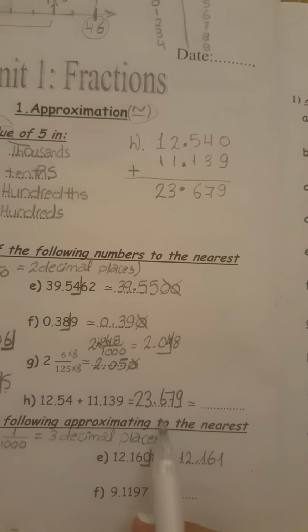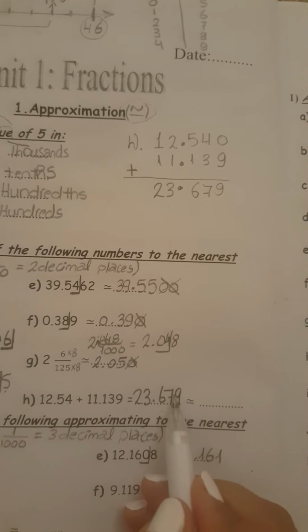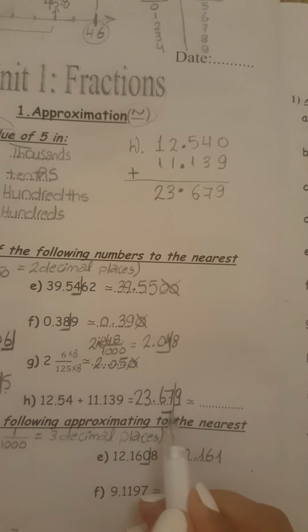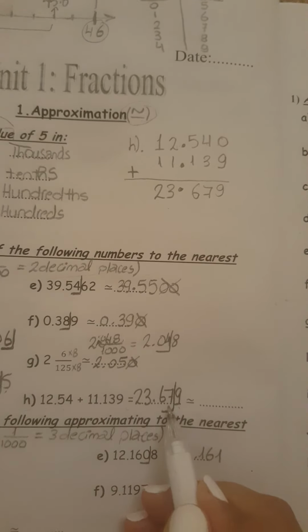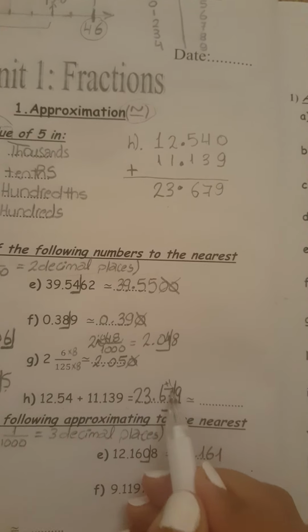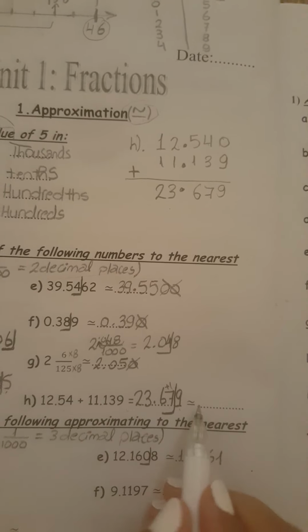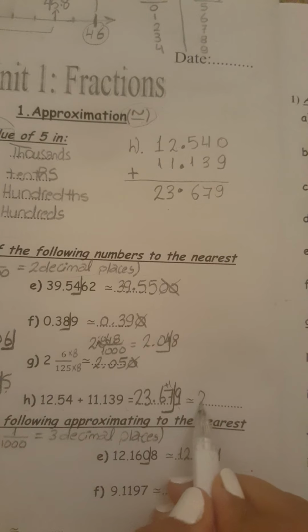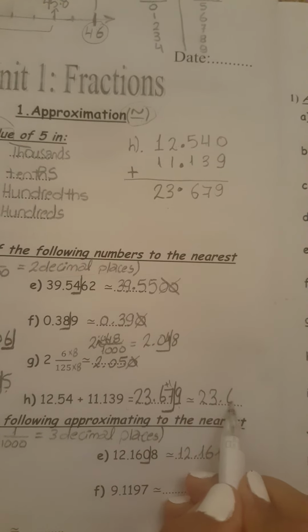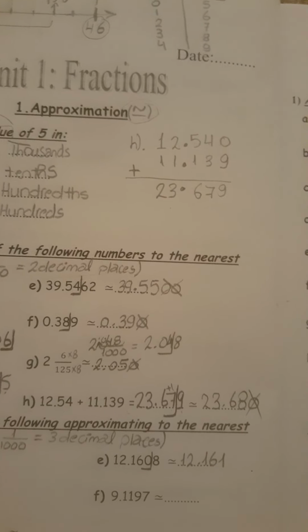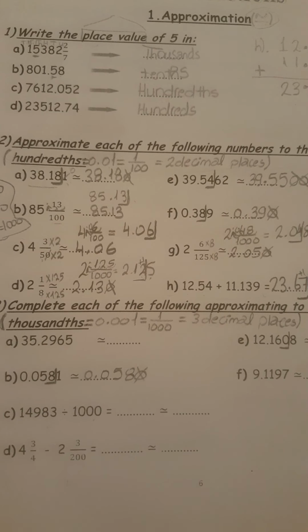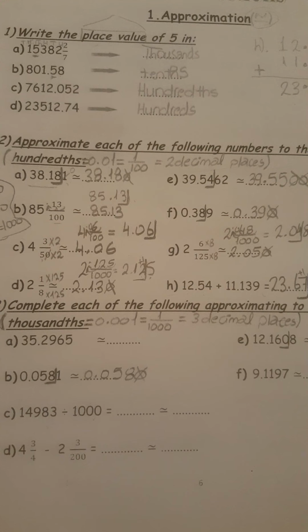Okay, let's approximate it. He wanted it to the nearest hundredth, so here is my wall. The 9 is strong or weak? Strong, so it will give the 7 a push, that is plus 1, which means it will be 23.68, and the 9 becomes 0, which is meaningless. Okay, try the rest and check your answers.